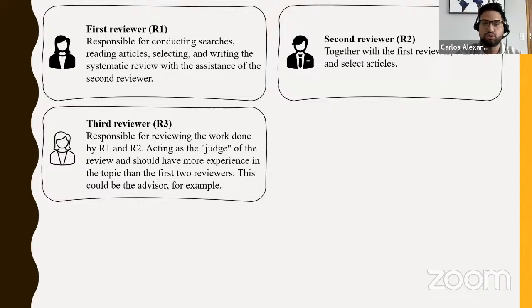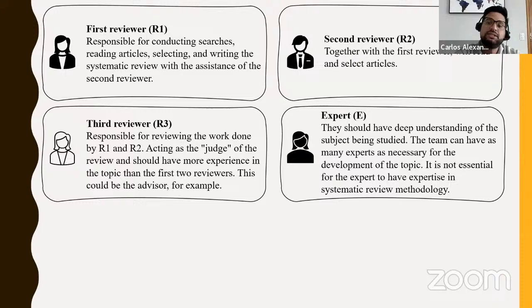So this person, I usually advise people to get a third reviewer who is specialized or at least has more experience in the topic that you choose, because they're going to be the judge in the conflicts when the first and second reviewers disagree about a topic or about including or excluding a paper.